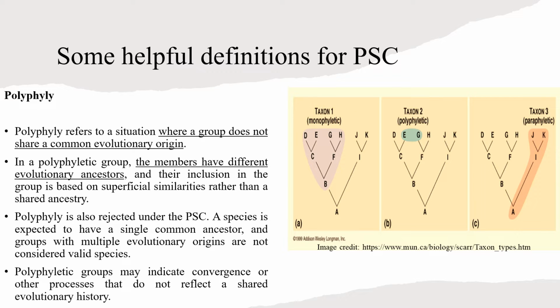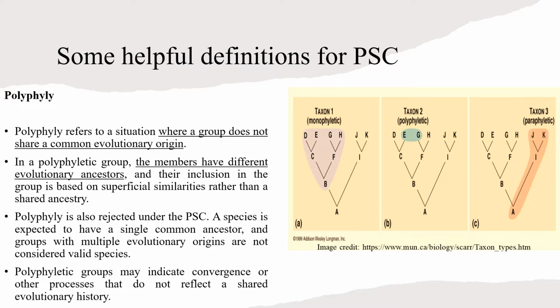The other concept here is going to be polyphyly or polyphyletic, as you see in part B in the pictures on the right. Polyphyly refers to a situation where a group doesn't share a common evolutionary origin, as you see with E and G. They have separate ancestors. For G it's going to be F, and for E it's going to be C.